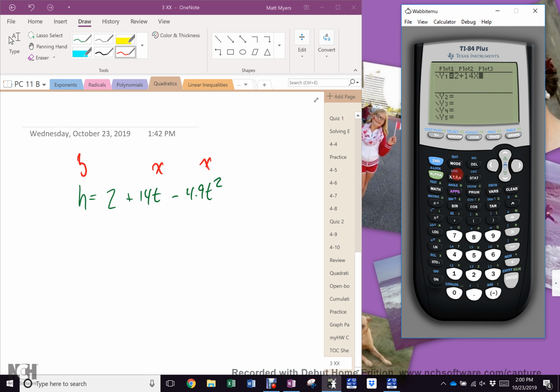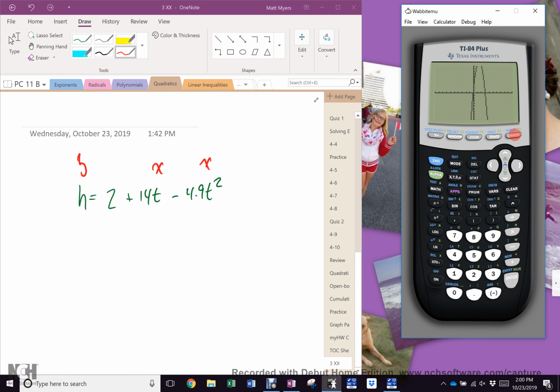X minus 4.9x squared. Yeah? Everyone agree? Now, graph it. Now, some of you should notice something a little weird here. It goes off the screen. So if I wanted to know the height of that ball, this window is no good to me, is it?